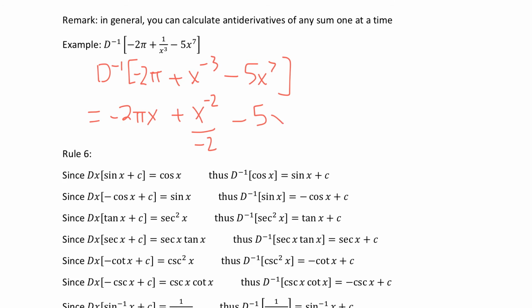Here the constant doesn't matter, it gets factored out. I add 1 to my power, divide by my new power. And always remember to add c.